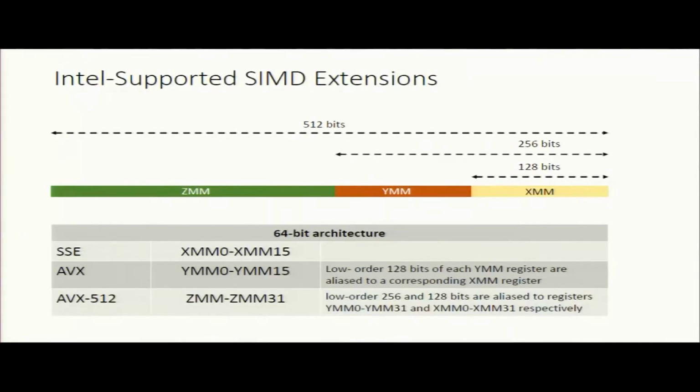So XMM registers are 128 bits, older generations. YMM is 256 bits, and ZMM is 512 bits. So the lower portion of a ZMM is basically your XMM, and the lower half of your ZMM is your YMM, right? So this is how they have designed it.